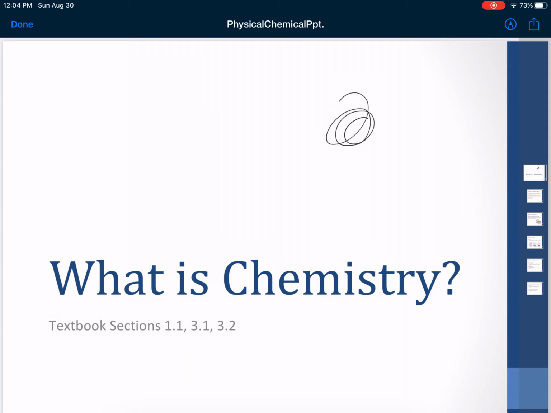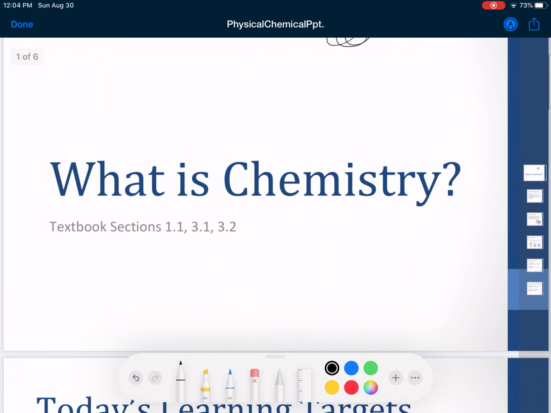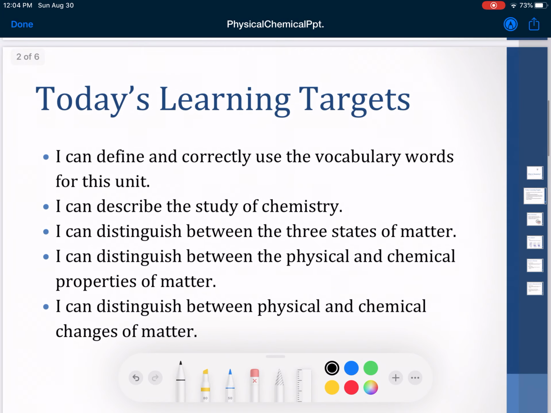All right, so what is chemistry? We're going to go through that on the next slide. So, today's learning targets. I can define and correctly use the vocabulary words for this unit. We're going to talk you through some of our vocabulary terminology, what that is, and how we are going to use it for chemistry this school year.